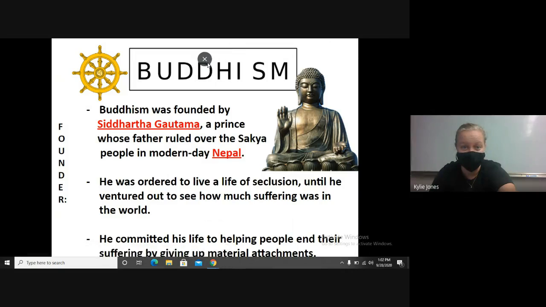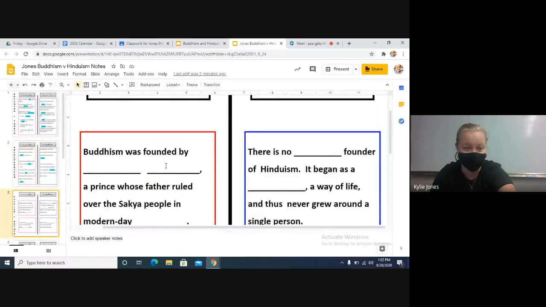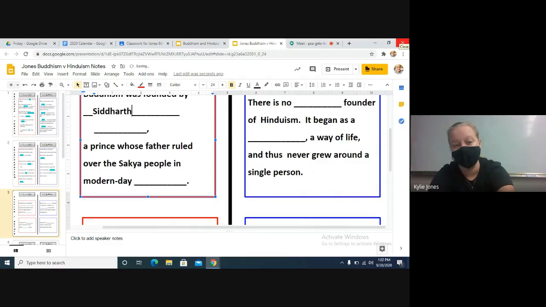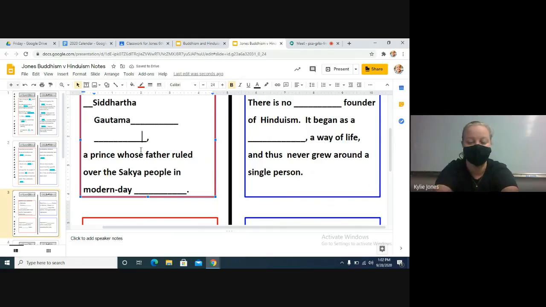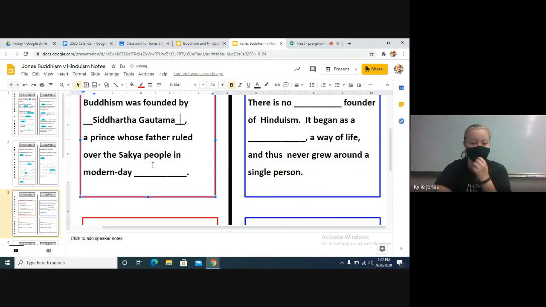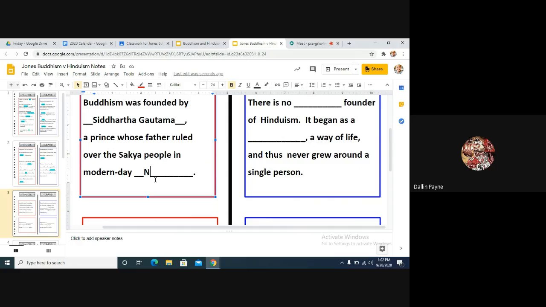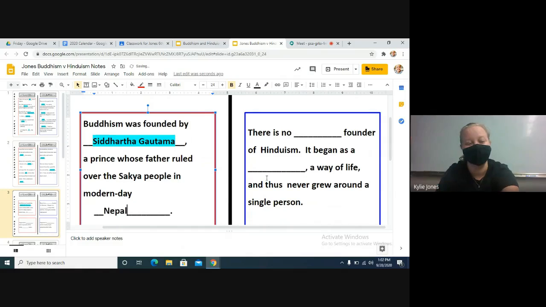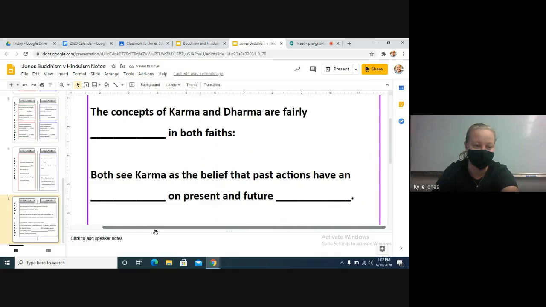Okay, let's go type that out. So we're on slide 3 right here. Buddhism was founded by Siddhartha Gautama. Quite an interesting name. Okay, and he was a prince in modern-day what? What area? It's a little bit above India. Could you go up to the top so I can see what you were writing? No, Nepal. Okay, sorry. Hold up.